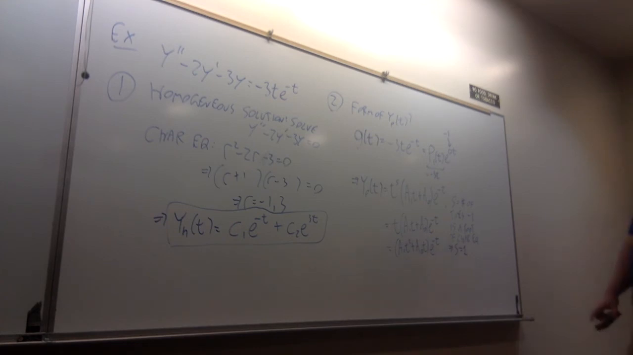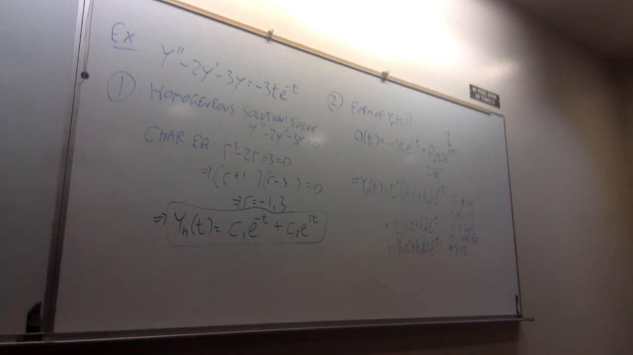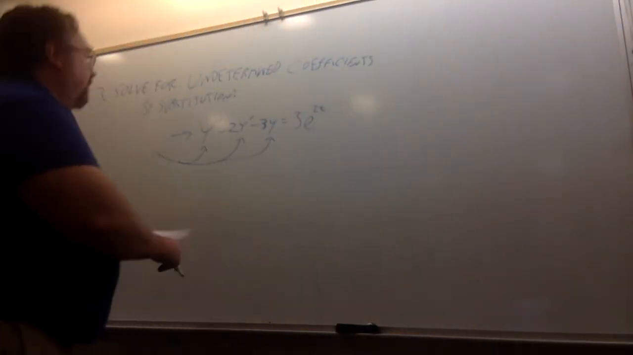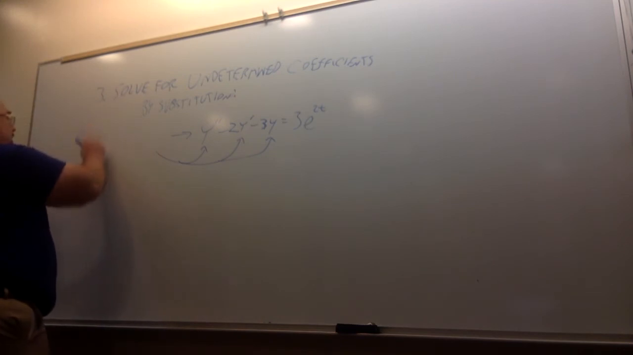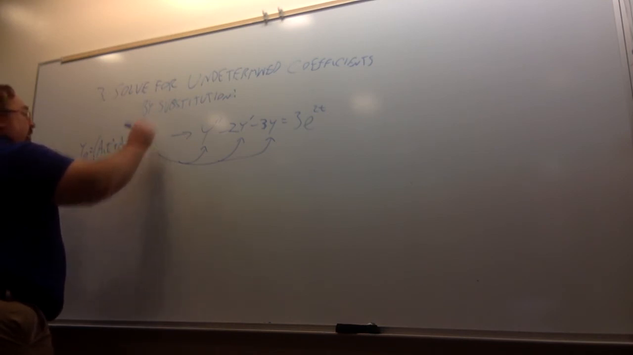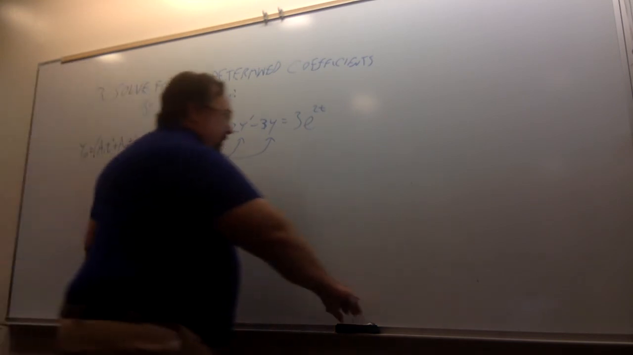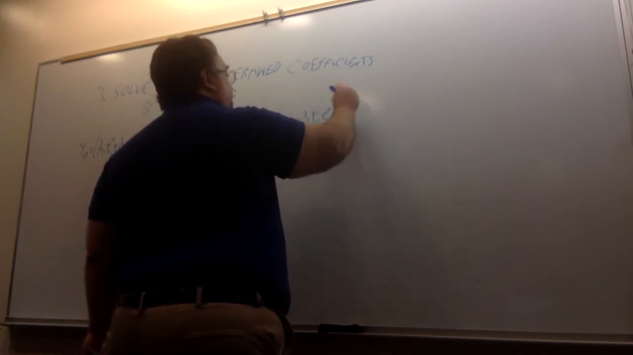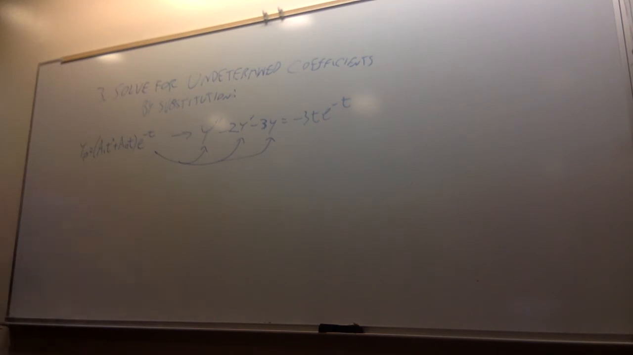Okay, so now this will be substituted. What I have is y_p equals (a1 t squared plus a0 t) e to the minus t. And then we have a different right-hand side, so minus 3t e to the minus t. So that's what we'll be matching against.